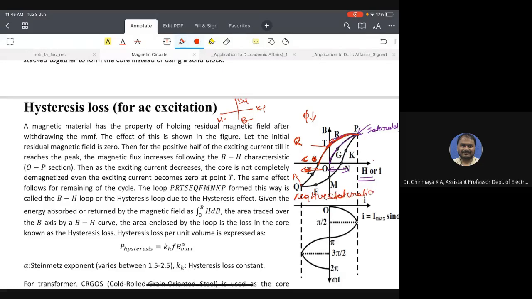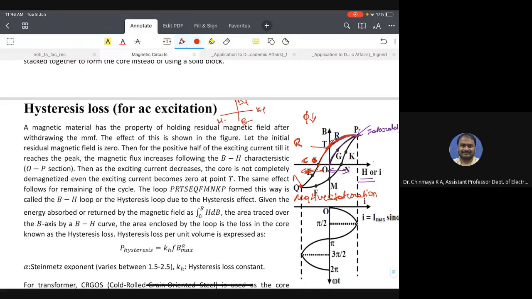Again, if you keep on reducing the field intensity or the current, it will come to this point where it retains the magnetism. Therefore, we call it the point of retentivity. It will come to this point.